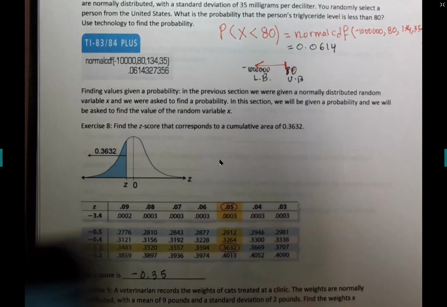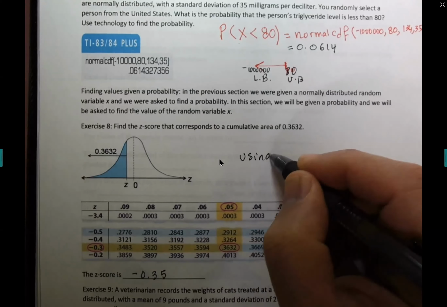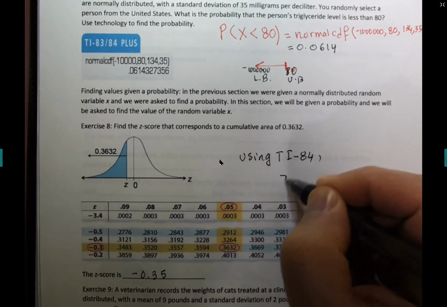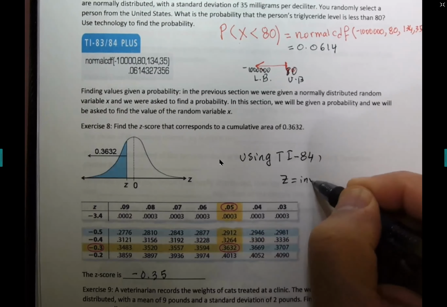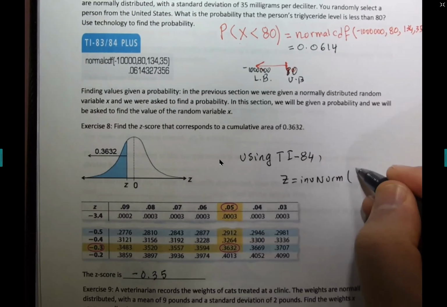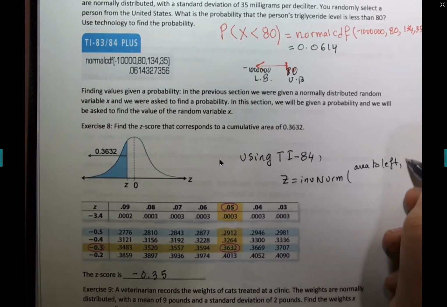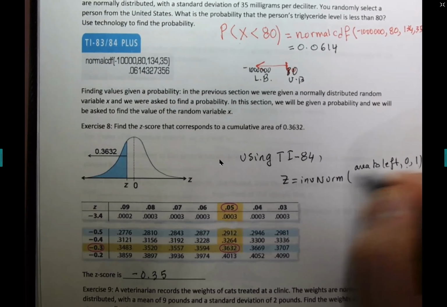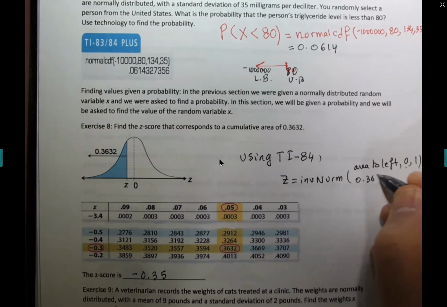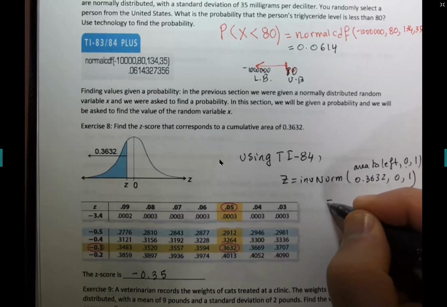So let me just say, using technology, using TI 84, Z will be equal inverse norm, area to the left, let me just write the direction, 0, 1. Always 0, 1 for Z, always. So 0.3632, 0, 1. And that will be negative 0.35.